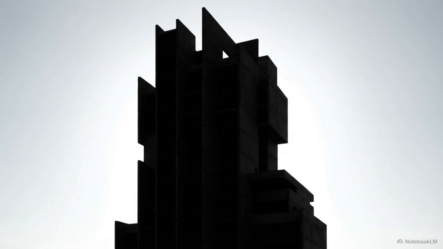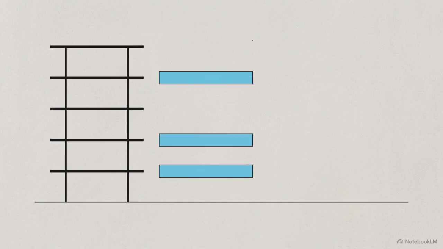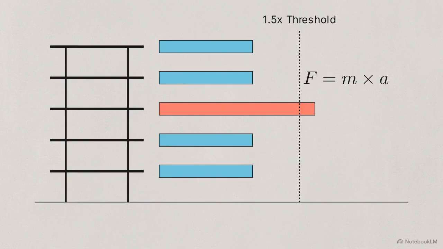Table 6 also regulates mass irregularity. This occurs when a heavy, localized load, like a mechanical plant room or a massive swimming pool, is placed on an intermediate upper floor. The code triggers a mass irregularity warning when the seismic weight of any specific floor exceeds 1.5 times the weight of the adjacent floors. This sudden mass jump locally amplifies inertial forces. Since force equals mass times acceleration, the heavy floor draws disproportionate seismic energy directly to that specific elevation.